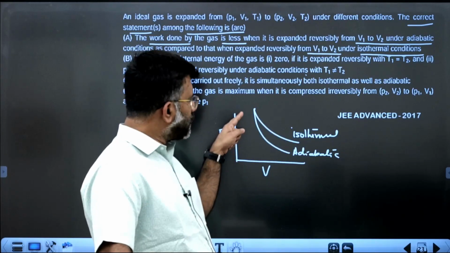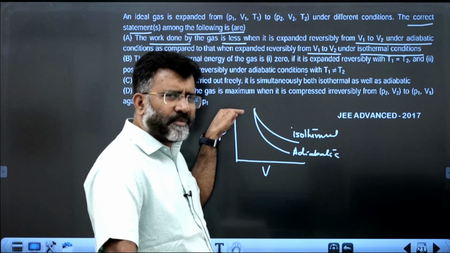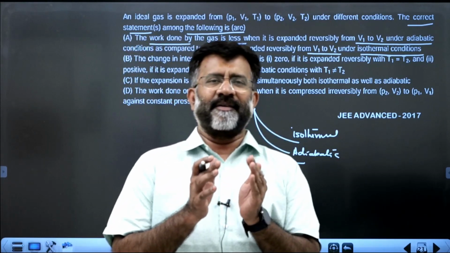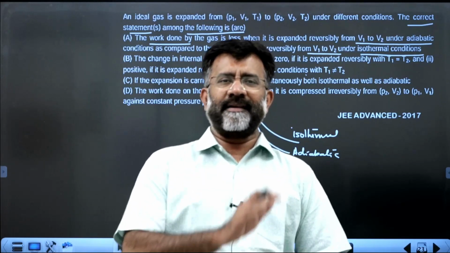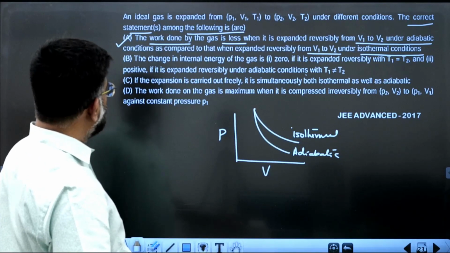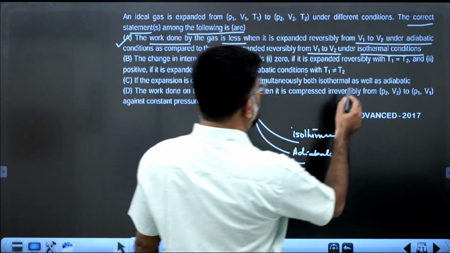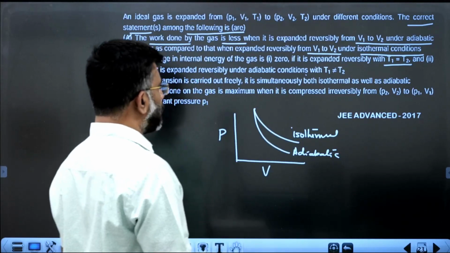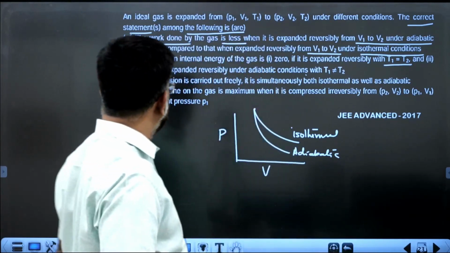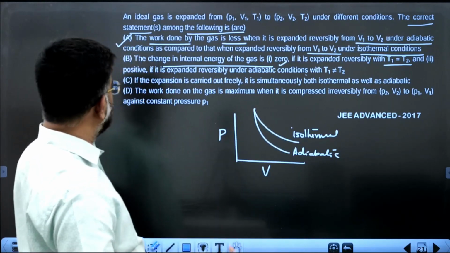All of you know the isothermal and adiabatic graphs are similar, but for adiabatic it is a bit steeper graph, isn't it? So that clearly tells us the work done will be lesser for adiabatic compared to isothermal. So this is a true statement. What about the second one? The change in internal energy of gas is zero if it is expanded reversibly with T1 equal to T2. Yes, T1 equal to T2 means constant temperature, isothermal process, change in internal energy zero. It is true. And there is one more statement.